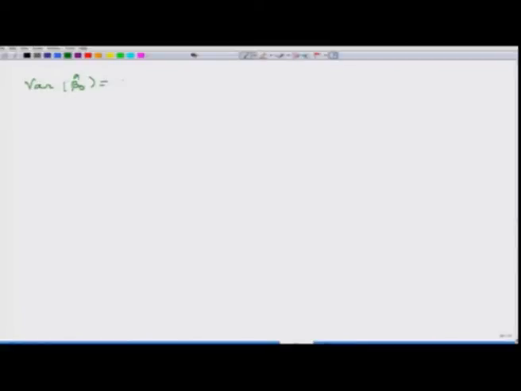So variance of beta 0 hat is nothing but variance of y bar minus beta 1 hat x bar. This I can write down here using the simple statistical rules: variance of y bar plus x bar square variance of beta 1 hat minus twice of x bar covariance between y bar and beta 1 hat, right. So now let us try to find out these expressions one by one.